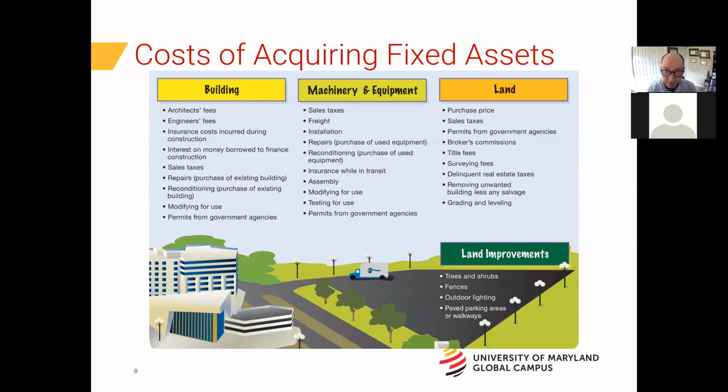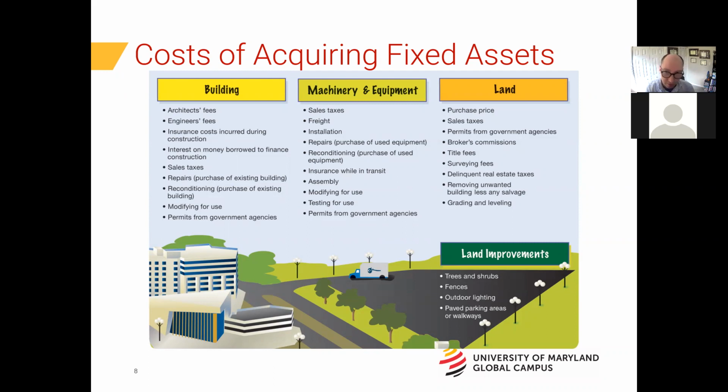With respect to land, land is the physical land that the building and machinery sit on. The cost of land involves the purchase price, sales tax, permitting, broker's commissions, title fees, surveying, real estate tax, removing of unwanted buildings, grading and leveling, and so forth. As you can imagine, there are a lot of expenses related to the acquisition and clearing of land.